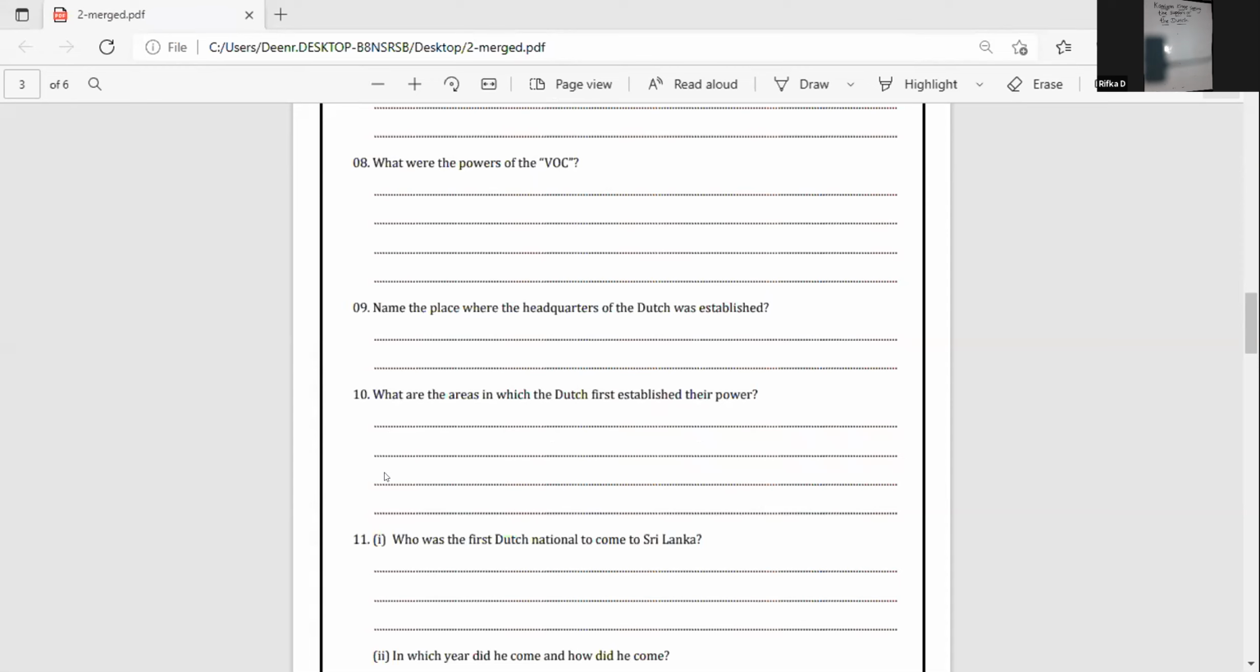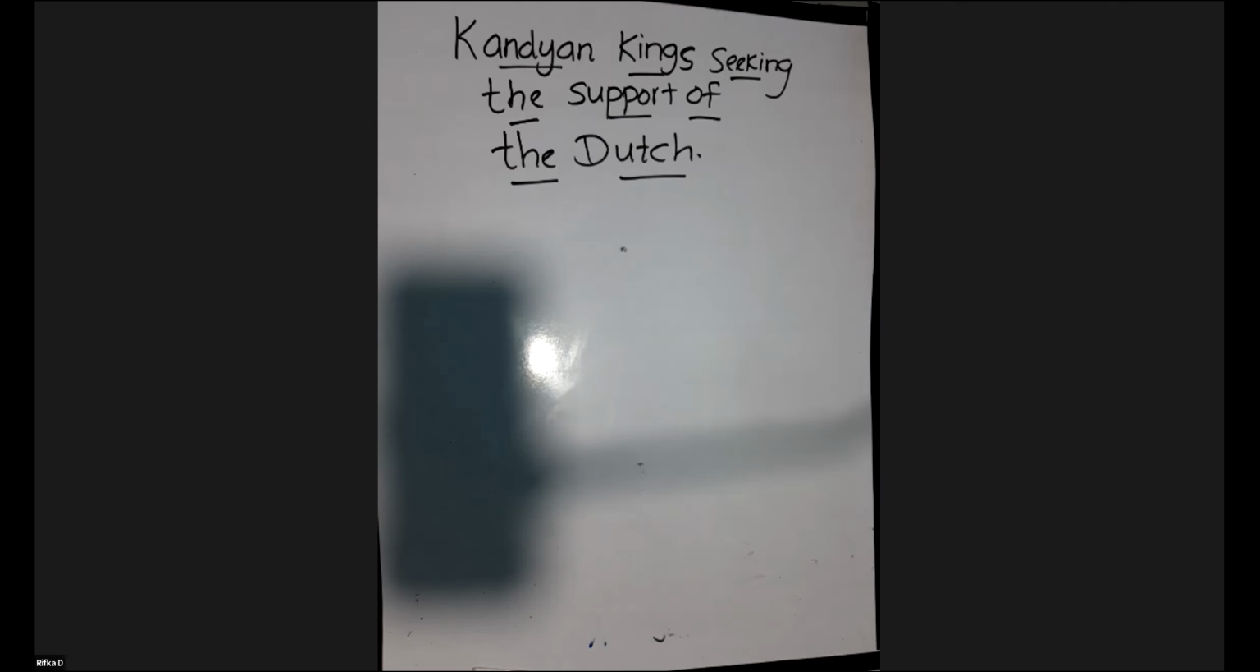Right, for that one, East Asian countries. So many coastal areas in the East Asian countries, children, they have first established their power, close to Java Island. So that is East Asia, right? So mostly East Asia and several locations in the coastal areas of India. Right. Now let us move to the next.